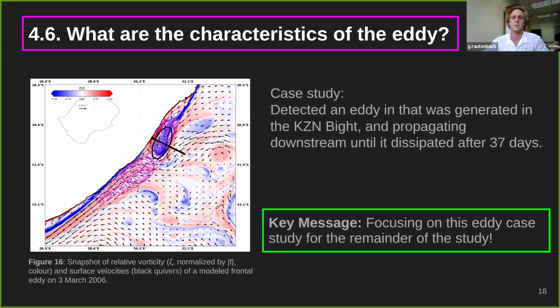Same case study, but in this case, I would like to go into a little bit more detail of this figure, and we can quite nicely see that it generated in the KwaZulu-Natal Bight. It grew and intensified till this time step here, where we're at now, on 3 March 2006, after which it started to propagate downstream.